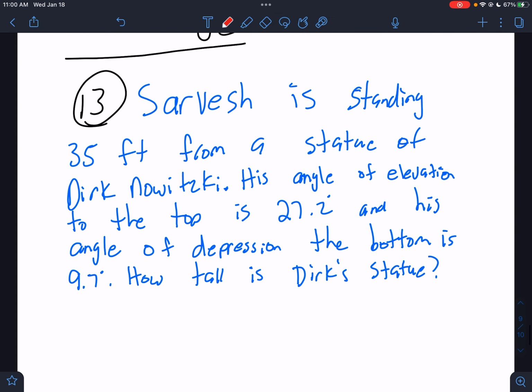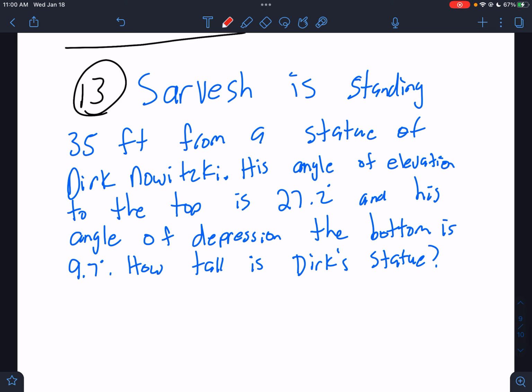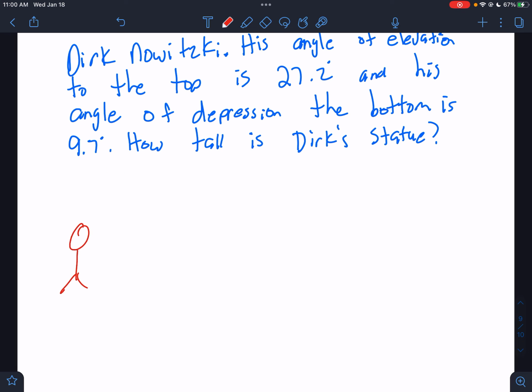Sarvesh is standing 35 feet from a statue of Dirk Nowitzki. His angle of elevation to the top is that. His angle of depression to the bottom is that. So this is kind of weird, but if I'm standing here, let's say I have a wall. My horizontal line hits somewhere on the wall. I have elevation to the top of the wall. I have depression to the bottom of the wall. Combine that entire distance, I have the entire height of the wall.